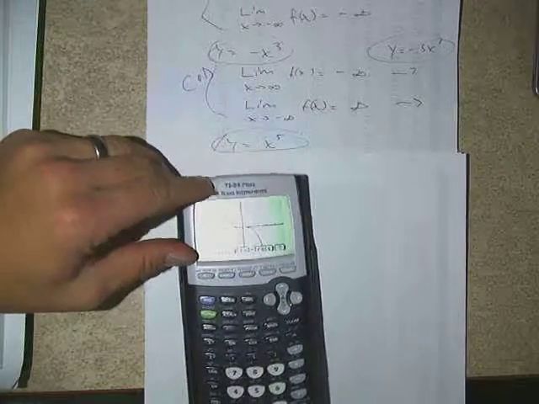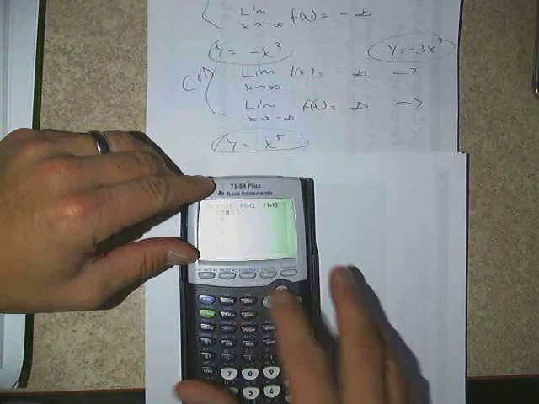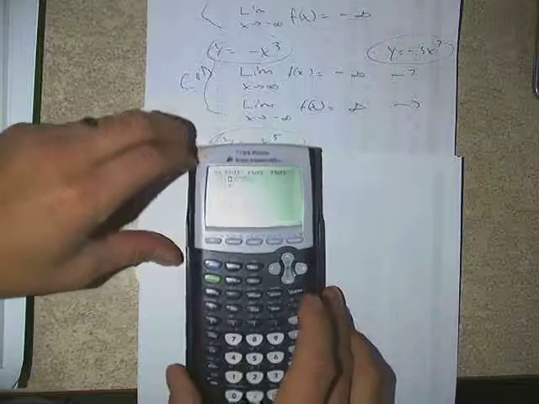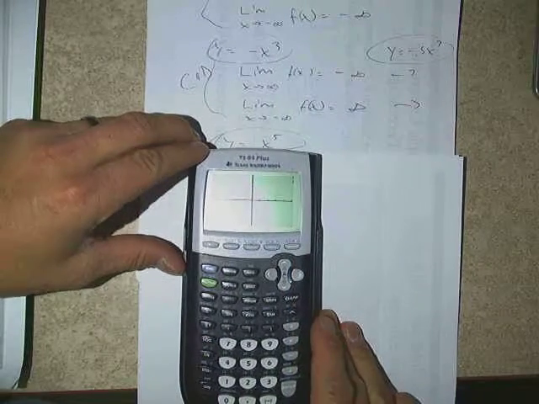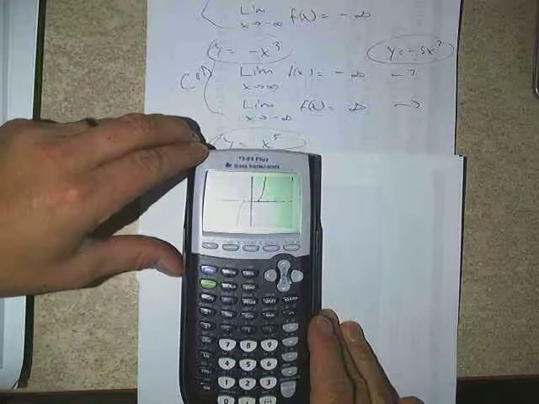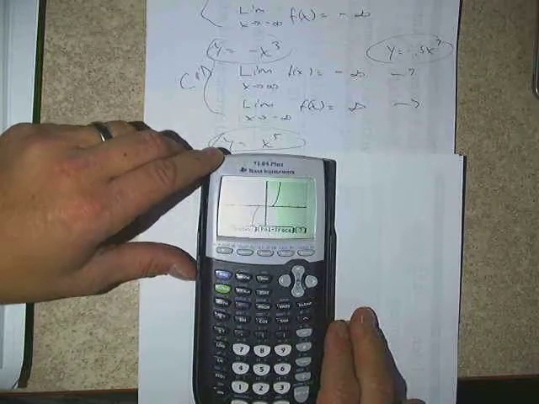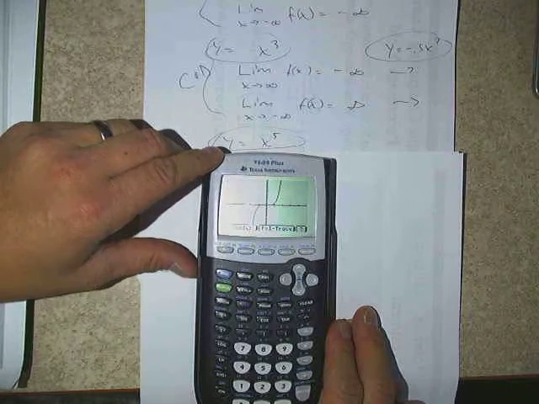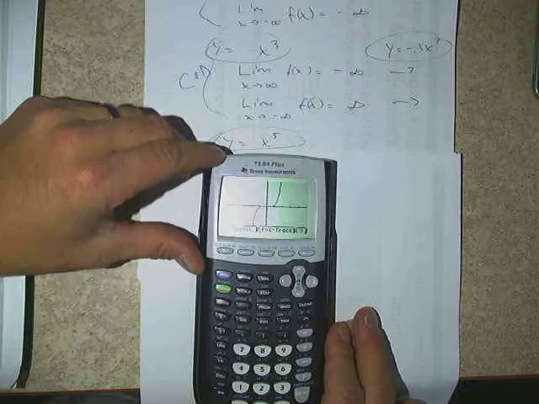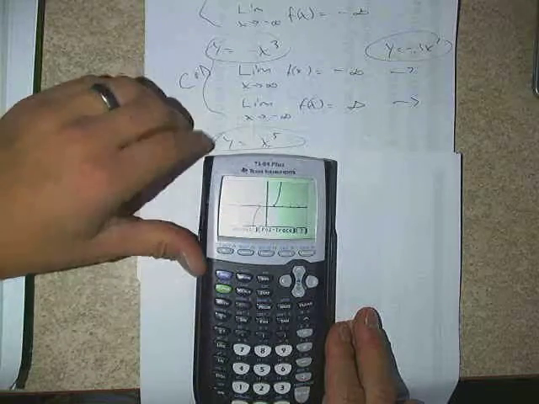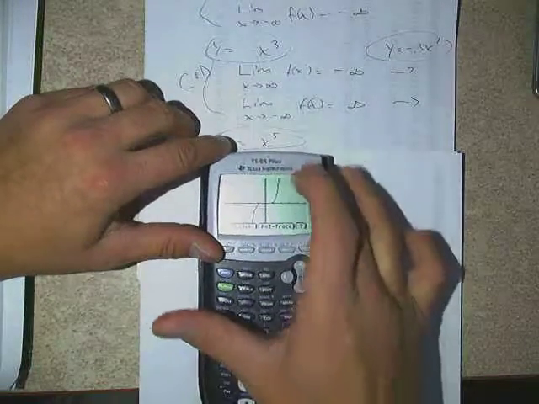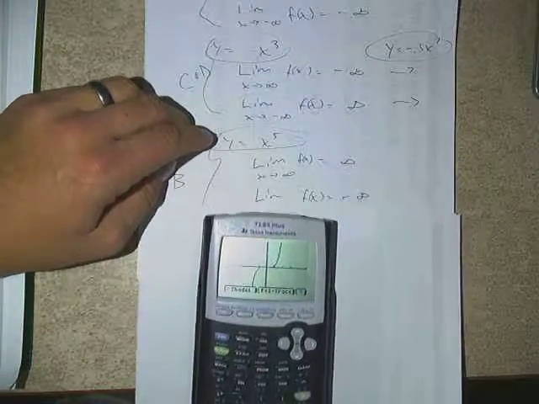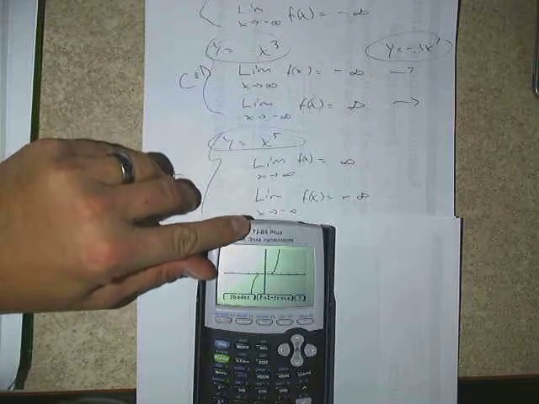Alright, then the third one they asked us to look at was x to the 5th. So if we graph y equals x to the 5th, we can see that it almost looks like that same function we started with, doesn't it? So if we had to describe its end behavior, we would say as we approach infinity, the answer is infinity. As we approach negative infinity, the answer is negative infinity. As we go off to the right, the y coordinates get bigger. As we go off to the left, the y coordinates get smaller.